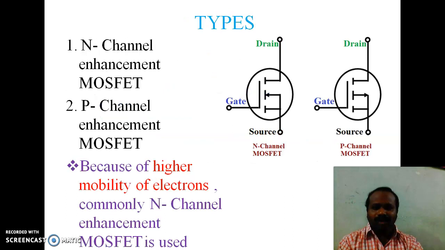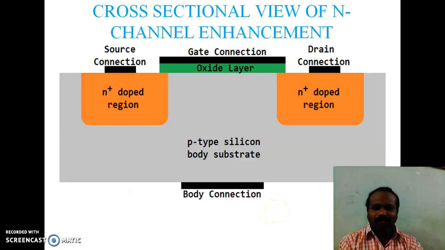Types of MOSFET: N-channel enhancement MOSFET and P-channel enhancement MOSFET. Among these, because of higher mobility of electrons, commonly N-channel enhancement MOSFETs are used. This is the cross-sectional view of N-channel enhancement MOSFET. See here, this is the substrate which is made of P material, P substrate.